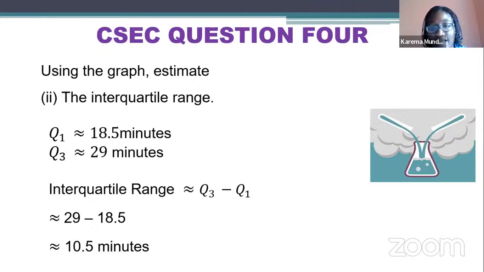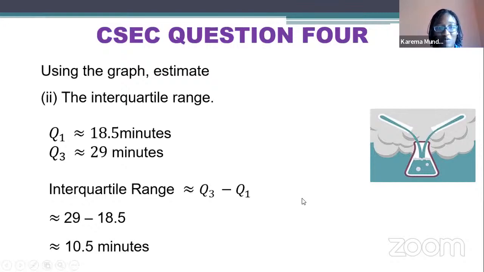Dexter is typing in the chat. So if we were asked by chance for the semi-interquartile range for this set of data, we would just take that 10.5 minutes and divide it by 2. Awesome. Wonderful. Thank you, Dexter.